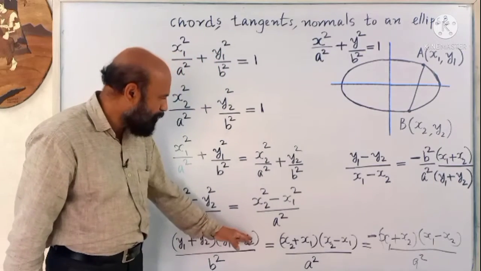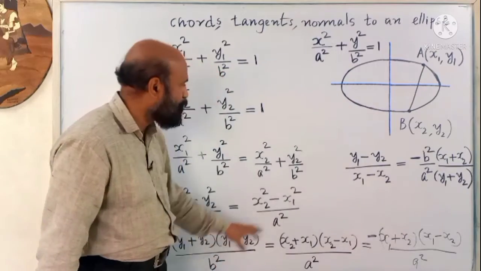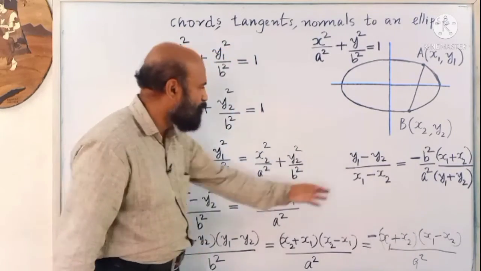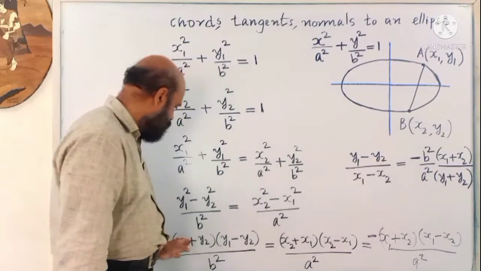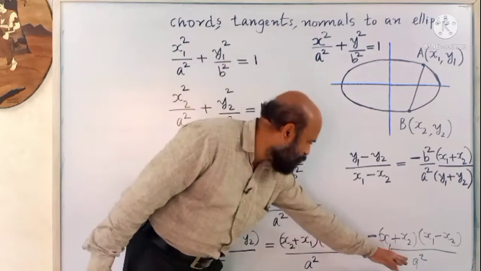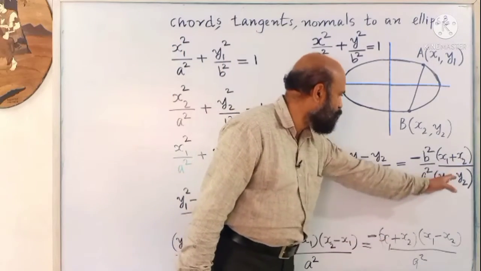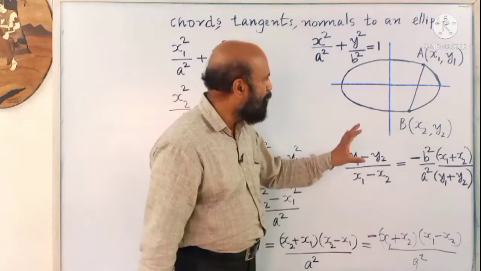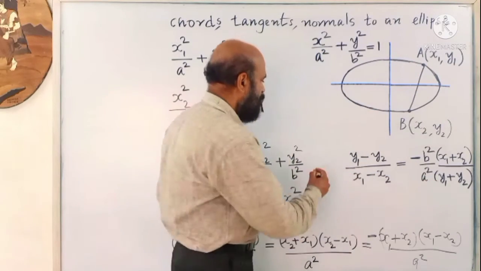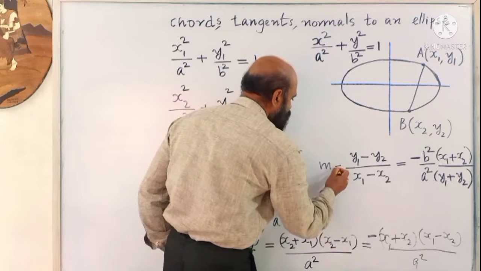Now y1 minus y2 by x1 minus x2 is equal to, taking b square to the other side, minus b square by a square into x1 plus x2 divided by y1 plus y2. So this is the slope of this line. The slope of the chord is this.